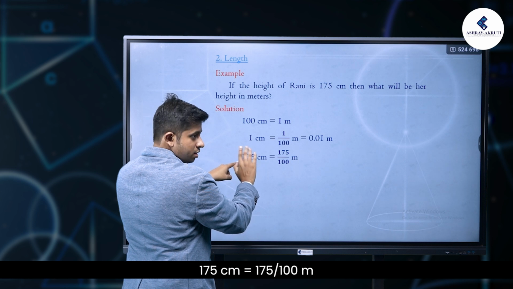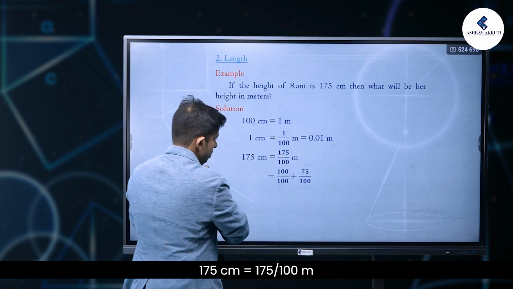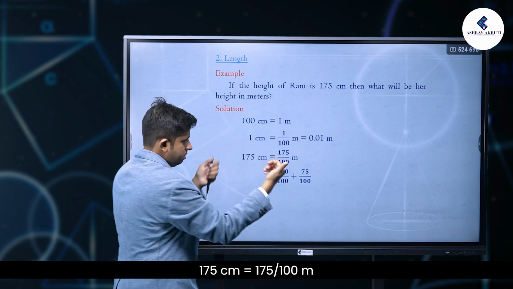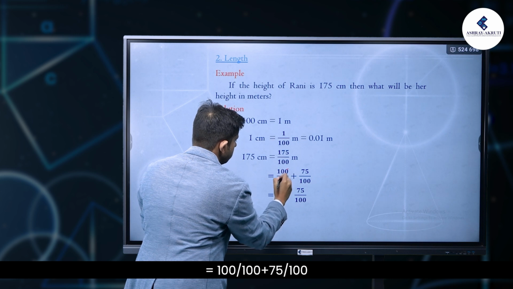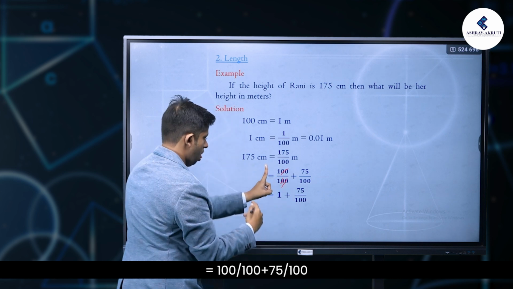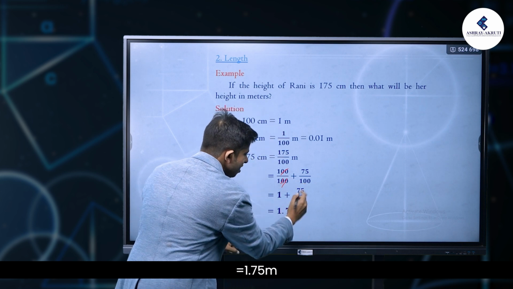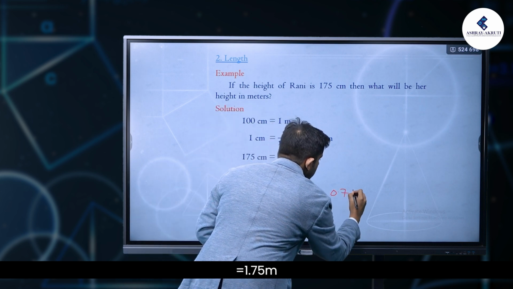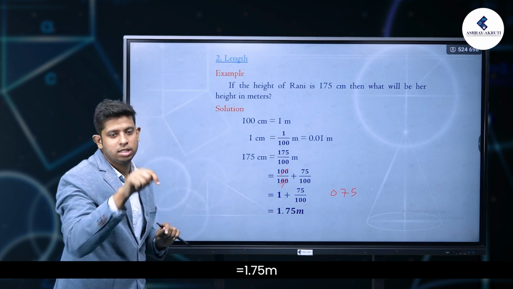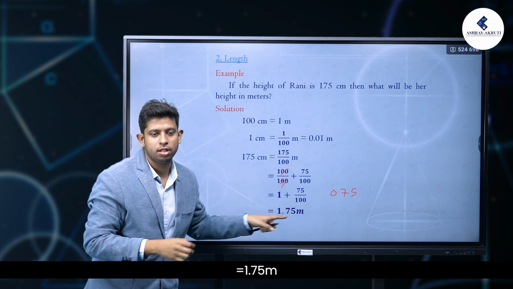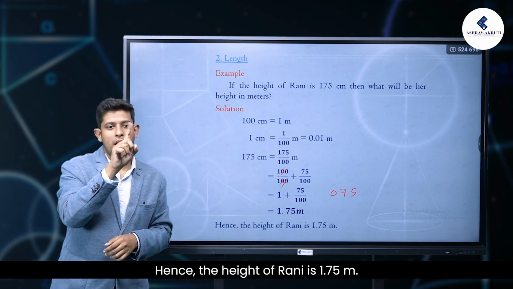175 centimeter is equal to 175 by 100 meter. 100 by 100 plus 75 by 100 is equal to 1 plus 75 by 100, which is equal to 1.75 meter. Hence, the height of Rani is 1.75 meter.